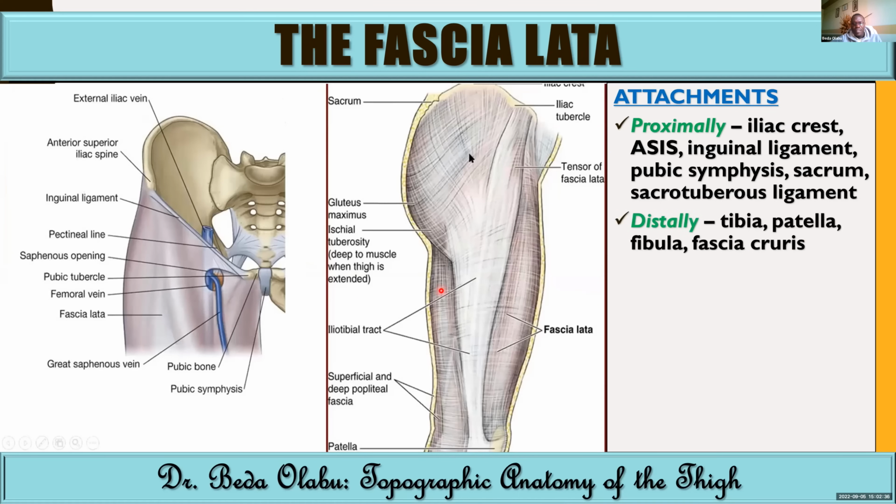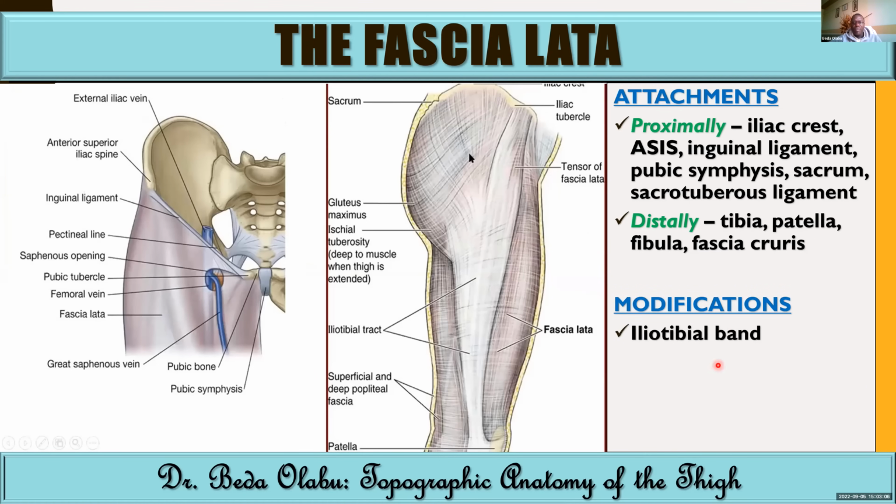Distally, the fascia lata is attached to the bones of the leg. That means tibia and fibula. It's also attached to the patella, but it also merges with the fascia of the leg, which we call the fascia cruris. So very extensive insertion or distal attachment as well. The fascia lata has some modifications which I wish to share with you.